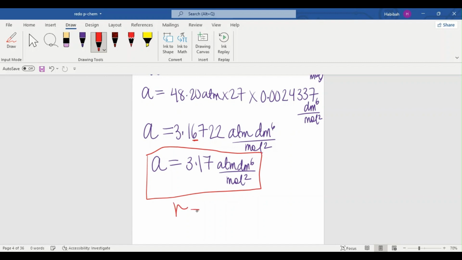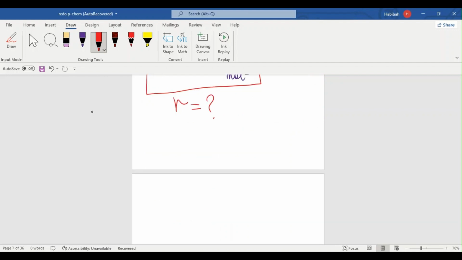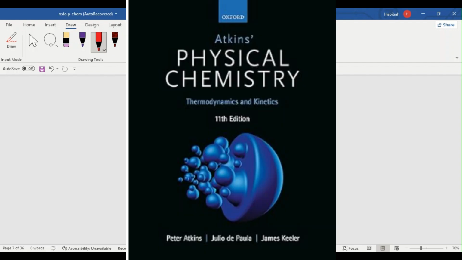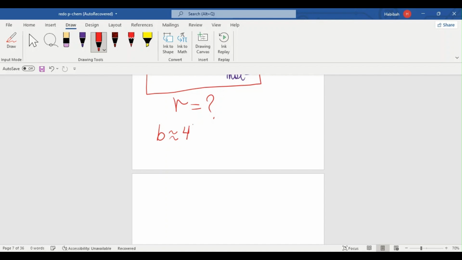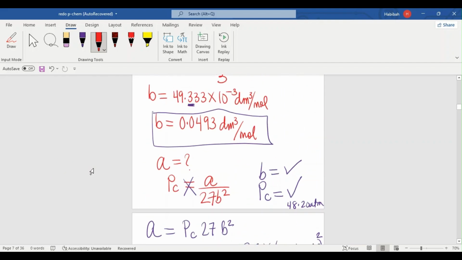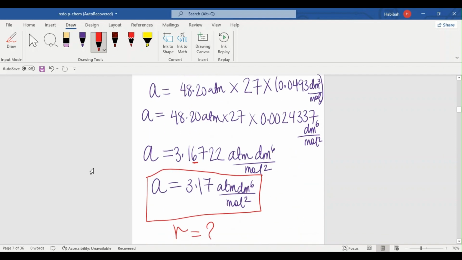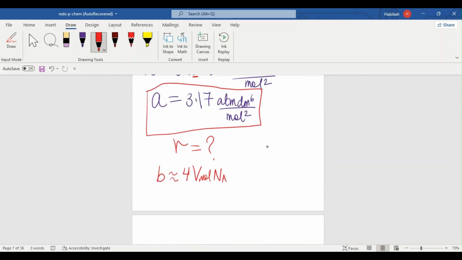Now, the next thing we have to solve for is R. The first thing you have to do when you're trying to determine R is use the equation necessary to determine R for a van der Waals gas. You have the equation from the textbook, which I'm about to write, as B equal to 4 times the volume of the molecule times Na, where B is what we solved for. The van der Waals parameter we solved for earlier is 0.0493 decimeter cube per mole, while for the volume of the molecule, we note that the molecule is regarded as a sphere.